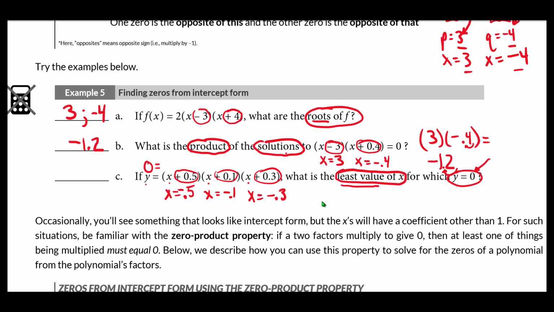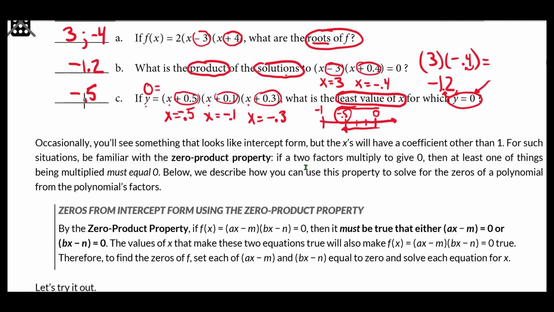If you're having trouble seeing that, there's various ways that you could help yourself out. One way is to just plot these values on a number line. There's 0, there's negative 1. Well, negative 0.5 is going to be there. Negative 0.1 is going to be, let's say, there. Negative 0.3 there. That's obviously not drawn to scale, but whatever. Negative 0.5 is going to be the least or the farthest left point on the number line. So negative 0.5 will be the least value that will produce a y value of 0.